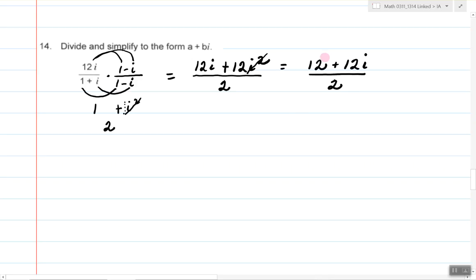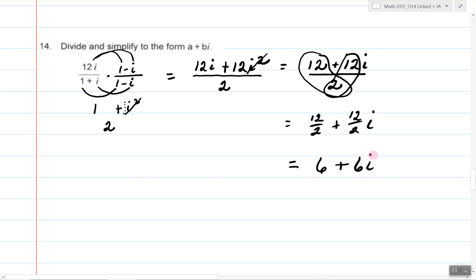Because it wants a plus bi form, that's a, 12 over 2, plus 12 over 2i. And as I mentioned in the last problem, you want to reduce that. 12 over 2 is 6, plus 6i. That is the quotient.